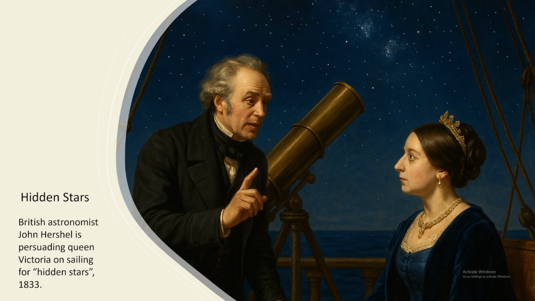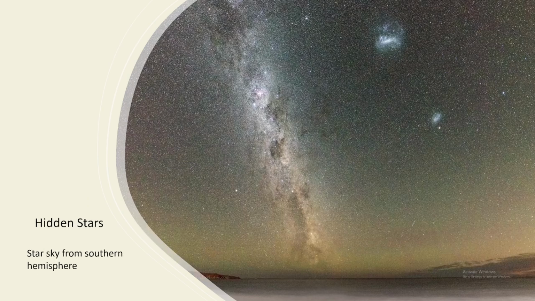This idea of hidden stars was realized by British astronomer John Herschel in Queen Victoria's time. He actually persuaded the Queen to finance him for a sailing voyage to the Southern Hemisphere to discover what is hidden in the sky. The Queen was very generous and he went. Guess what he saw? This is what he saw, the southern night sky.